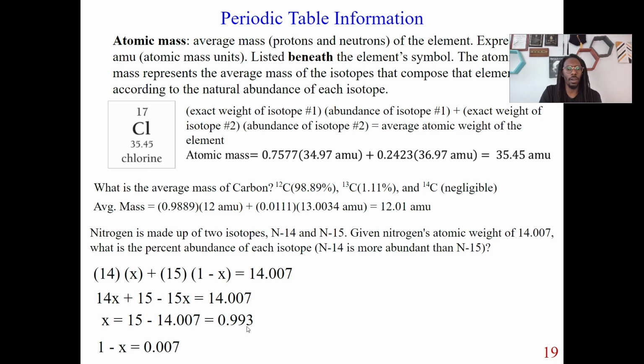So this is letting me know that my nitrogen 14 is 99% abundant. What do I do to figure out my abundance of 15? Subtract it from the 1, which we did here. So 1 minus x, which is 0.993, is going to give me 0.007. All right, so we found out that this is the abundance for our 15, which is less than the 14. So it makes sense, right?